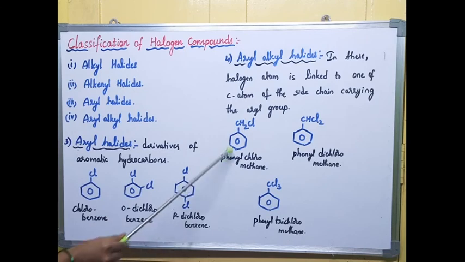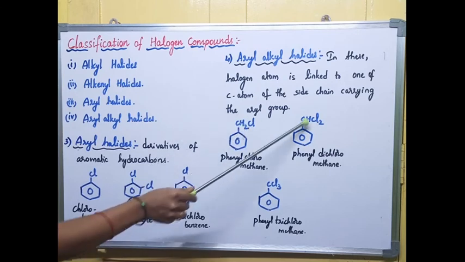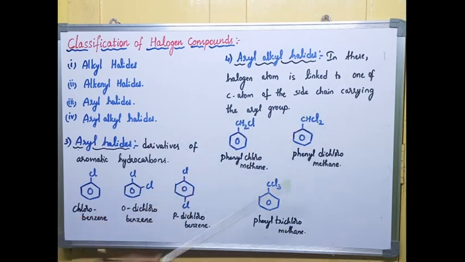You can see it is phenyl chloromethane. In the second case, I replace one more hydrogen, I write CHCl2, phenyl dichloromethane. In the third case, I replaced all hydrogens, CCl3, so phenyl trichloromethane. So this is about aryl alkyl halides and aryl halides. This is completely about the classification of halogen compounds.